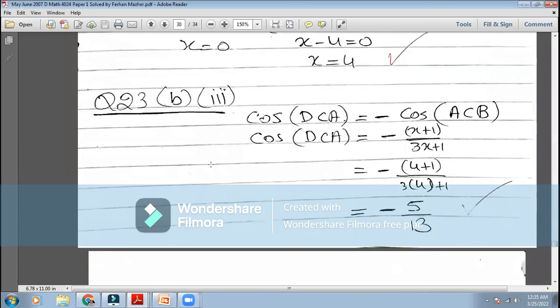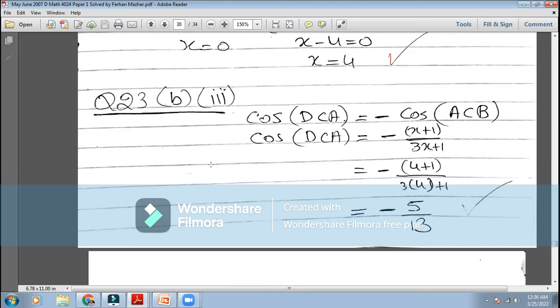Let me show you. Cos DCA will be equal to the minus cos ACB. So the cos DCA will be equal to the minus the base by hypotenuse, that's x plus 1 divided by 3x plus 1. Just put the value of x in them. So you will have 4 plus 1 divided by 3 into 4 plus 1. So it will be minus 5 by 13.